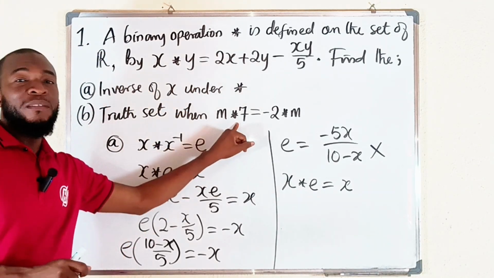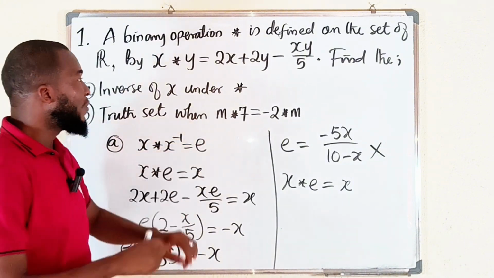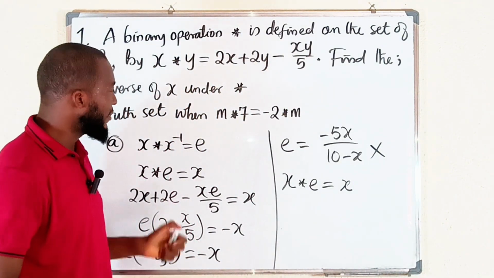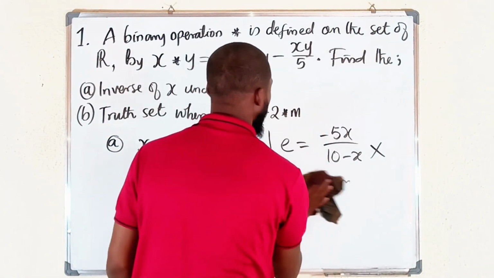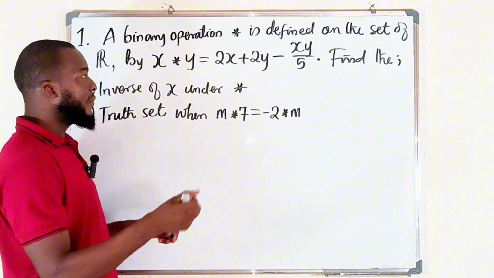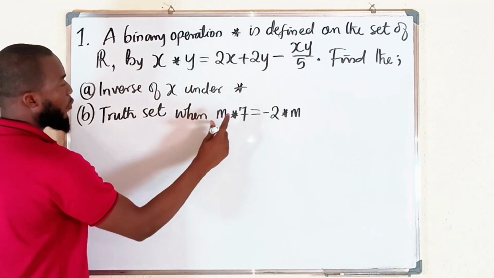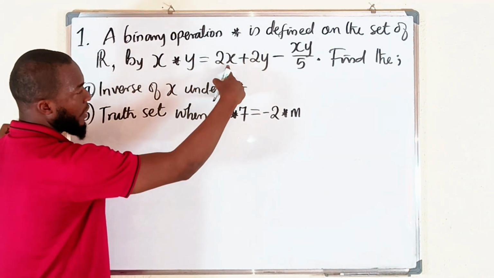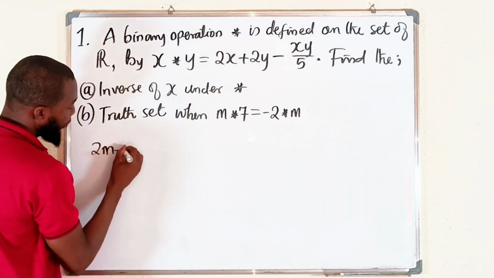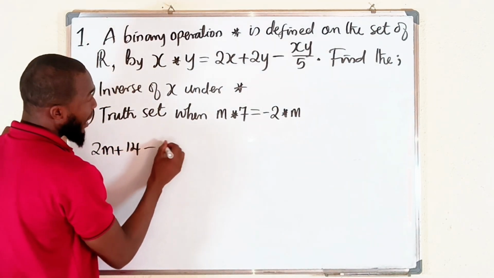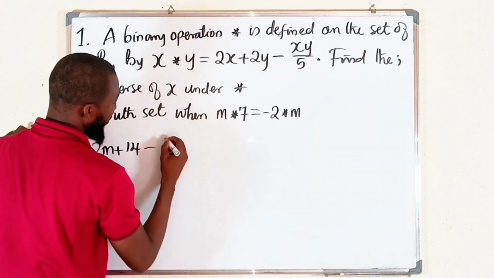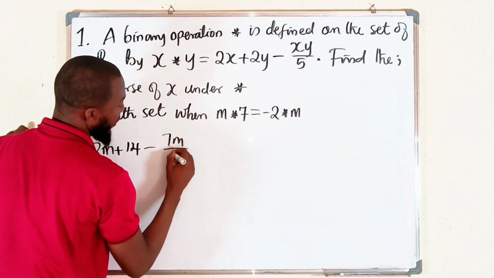But we can manage to solve the second one, despite the fact that we know this has no identity, has no inverse. So let's solve the second problem. The second problem, we're only going to apply the definition here. M asterisk m will be what? 2m plus 2 times 7. That is 2m plus 14. Then minus this time base, that is m times 7, that is 7m divided by 5.